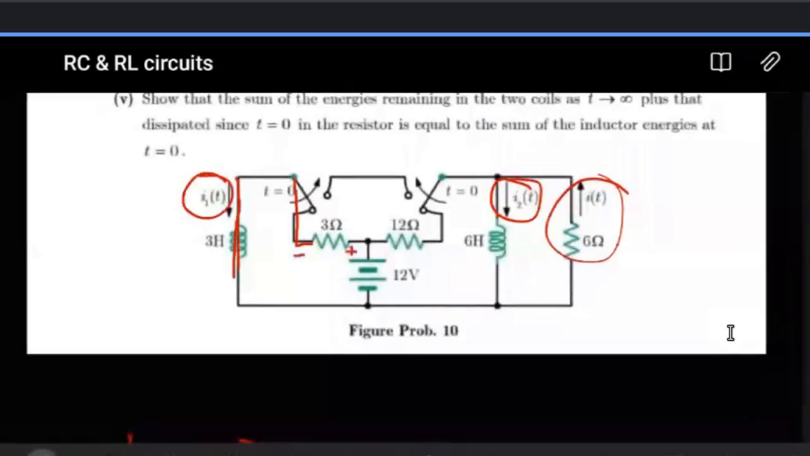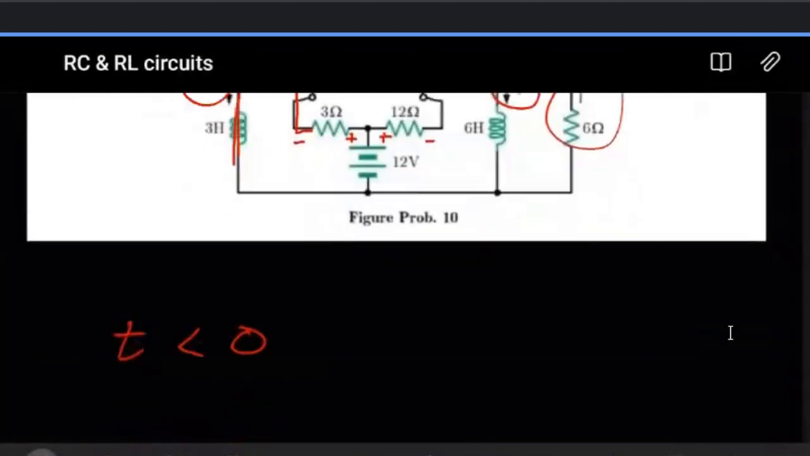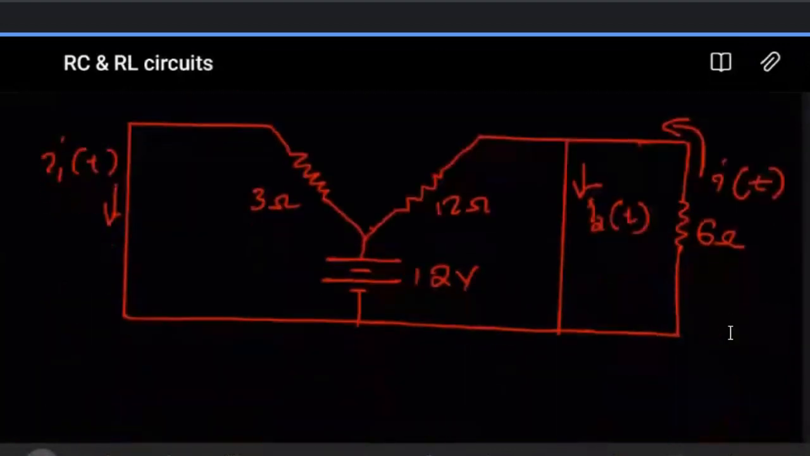Same thing to the 12, I'll label this part as positive, I'll label this as negative. I think those are the only two resistors. Okay, that's everything. So this is what we have. So this is our circuit.